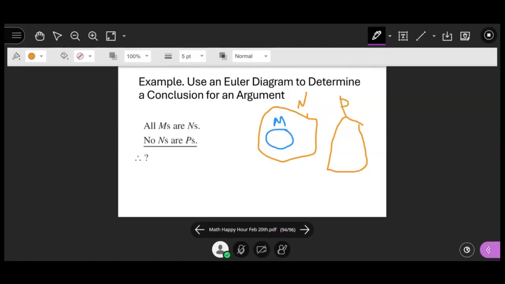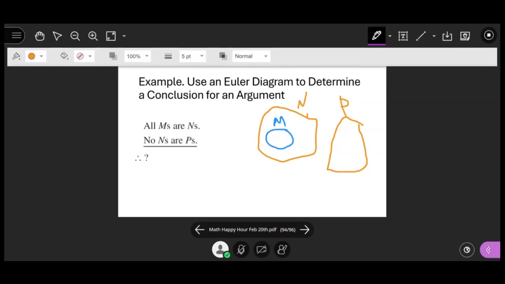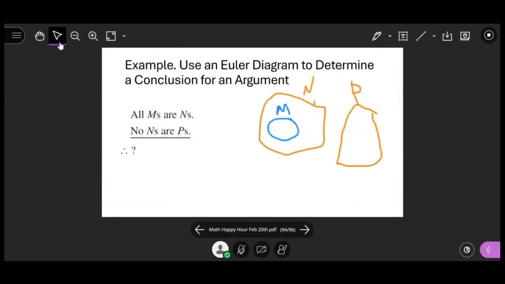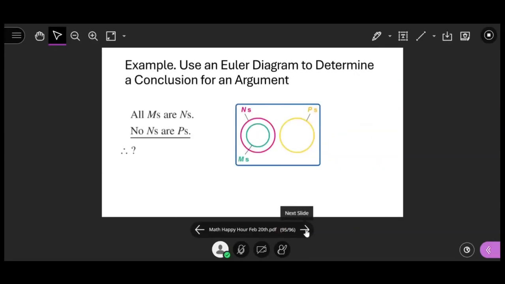And the question is, can I rewrite the M so that somehow it touches the P? Or it says to, in this case, we're going to do a conclusion. So what can we conclude from here? So all M's are N's, no N's are P's. So what does that have to do with our M's? Okay, so we can see that none of the M's are going to be P's. And so these are some examples of Euler diagrams.